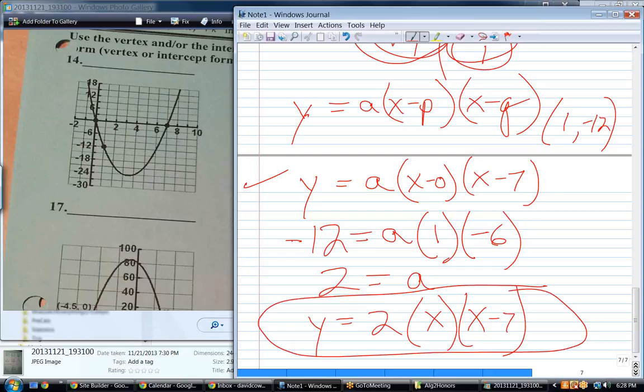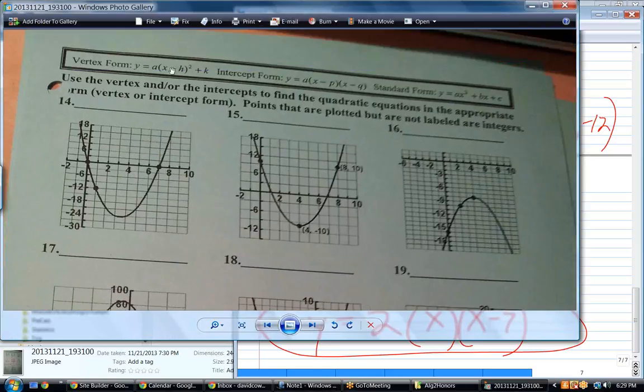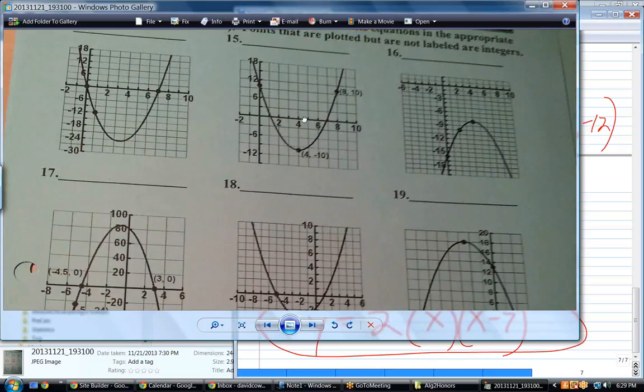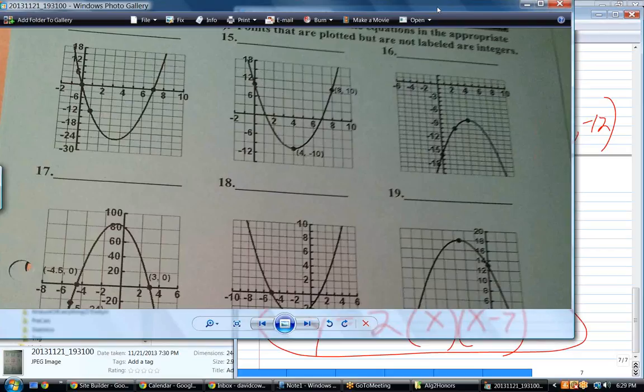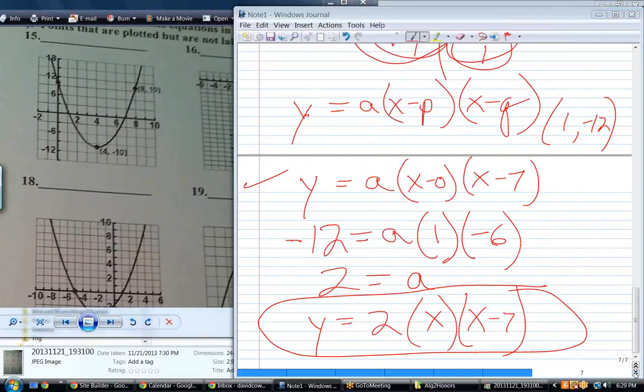Standard form, well, what I call standard form, which is ax squared plus bx plus c. And in fact, the top of this thing even says, look, vertex form is this, intercept form is this, and standard form is this. Okay. So there's 3 different forms. Which form should we use to try to write this equation?